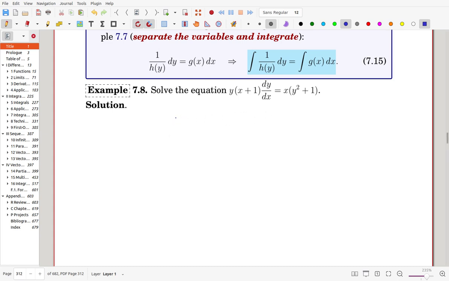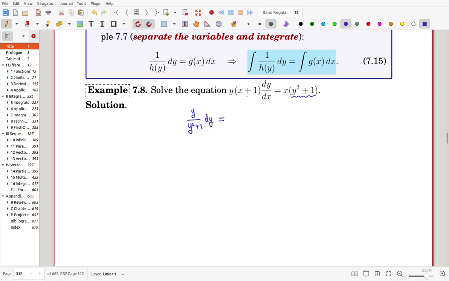Now we keep y terms on the left-hand side and x terms on the right side. First we divide by that one, and then multiply by dx. Then divide also by x plus 1. Then the left-hand side will be y over y squared plus 1 dy.